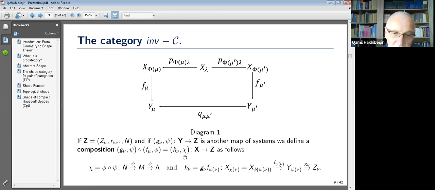This function χ is the composition of functions φ and ψ. And then h_ν is a composition of g_ν and f_ψ(ν) from X_χ(ν), which is equal X_φψ(ν), to Y_ψ(ν), and g_ν sends this to Z_ν, this composition.